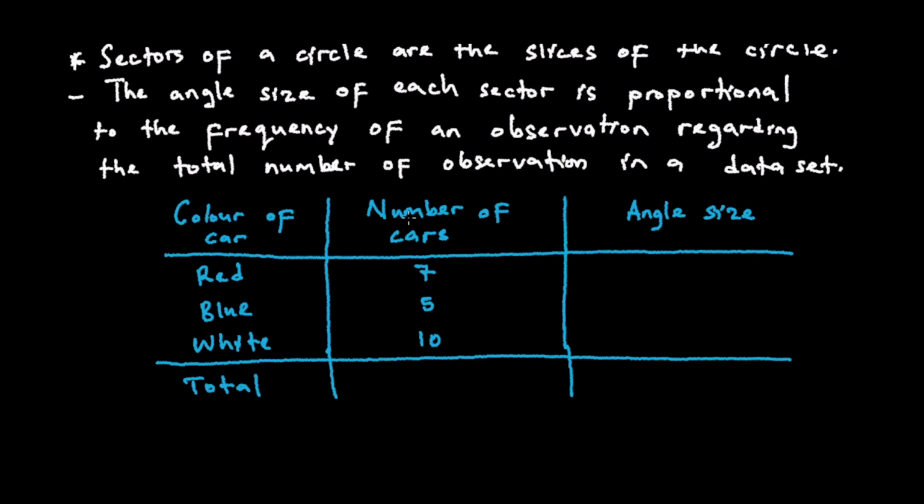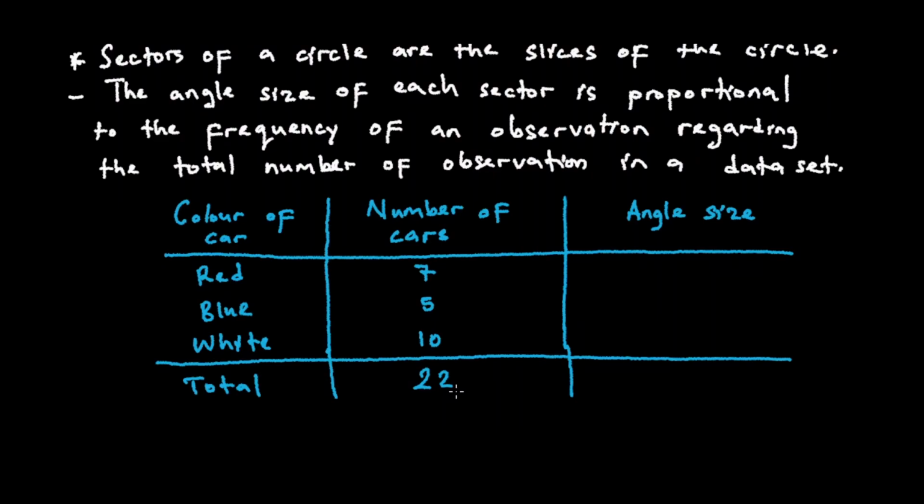Saka total yedu per number of cars ichi trikuti 7 plus 5 plus 10, 7 plus 5 it's 12 plus 10 it's 22. Saka the angle size iri proportional to the frequency of an observation. Saka observation atinayo red cars. Frequency is the number of red cars we have in our data set. Data set yedu ine 22 cars in total.